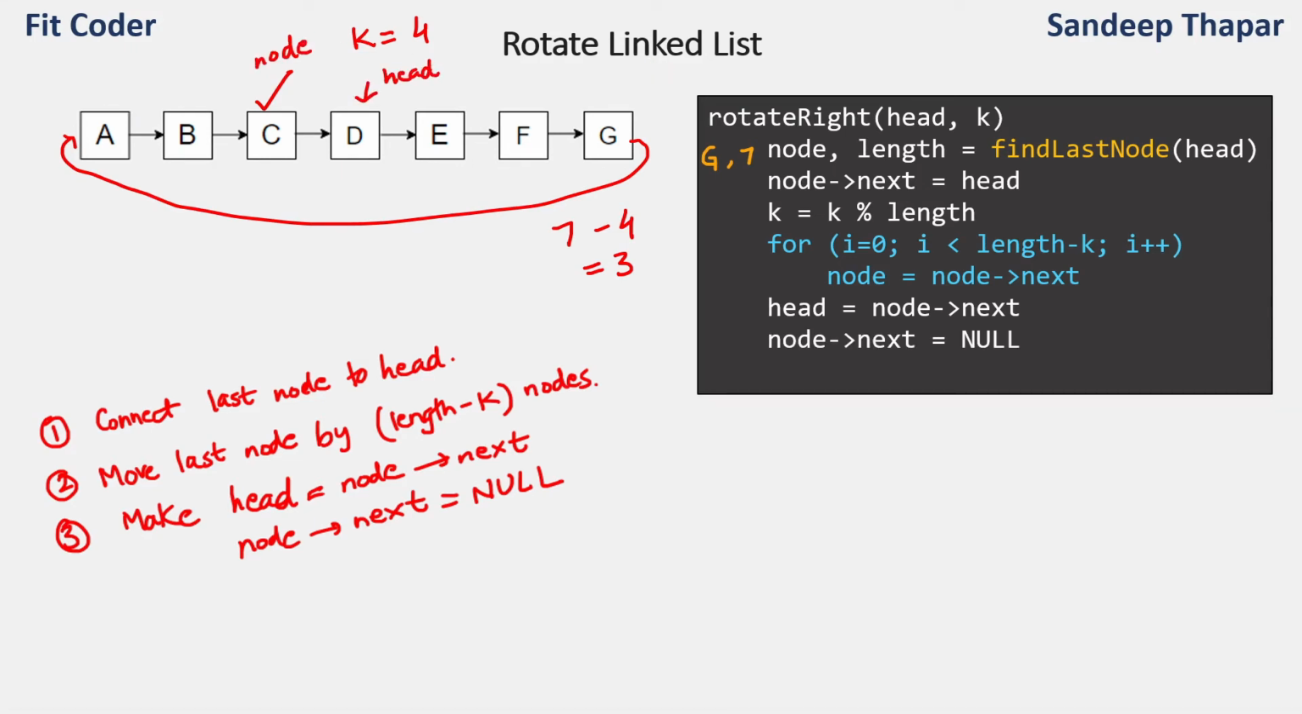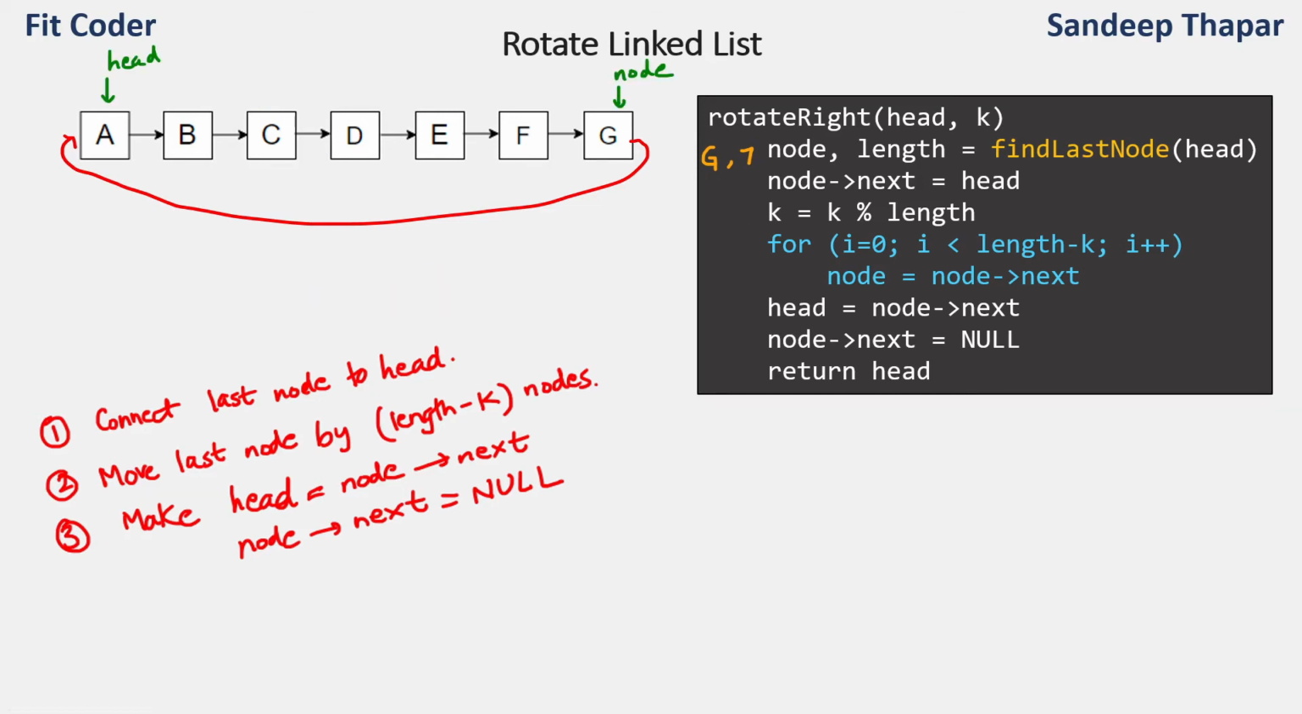And then we make node next equal to null. So we break the link from C to D. And then we return the head of the linked list, so we return the pointer to D. This will give us the linked list D, E, F, G, A, B and C. So if we rotate the linked list by 4, we'll get this linked list.